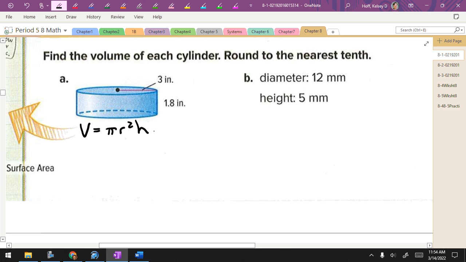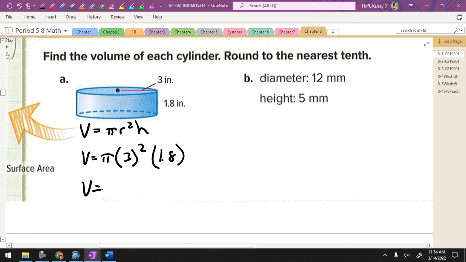Step number 2, fill in the numbers for radius and height. V equals pi, what's my radius? 3 squared, what's my height? 1.8. The next line is going to be my answer. So go to your computer.